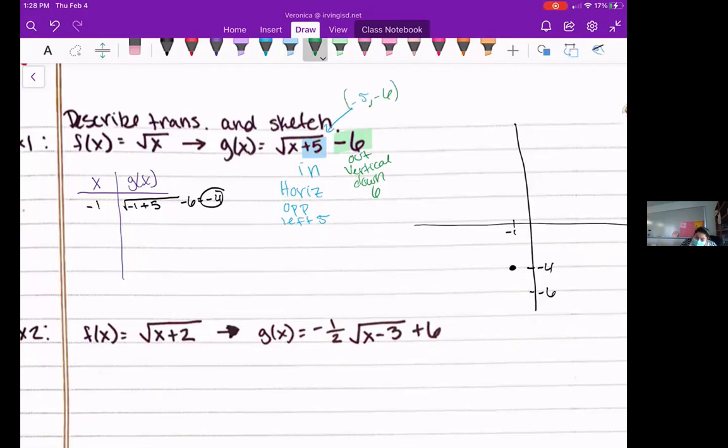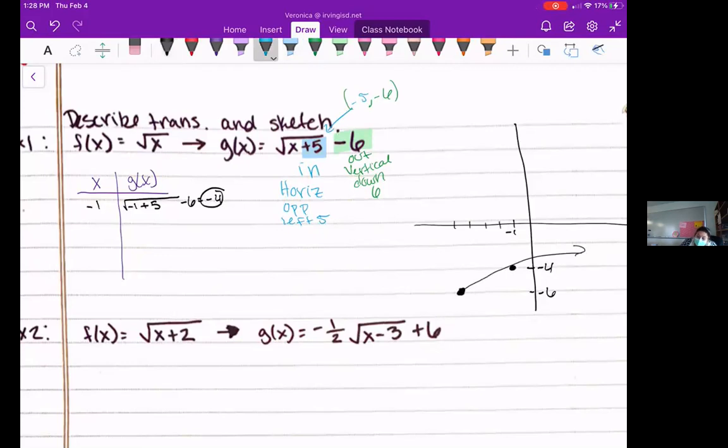So -5, so here's -1, -2, -3, -4, -5, and then -6 would be about here. So this is actually where your root function is going to start. You can connect it and it should look something like that. And then I'll even show you on our table.